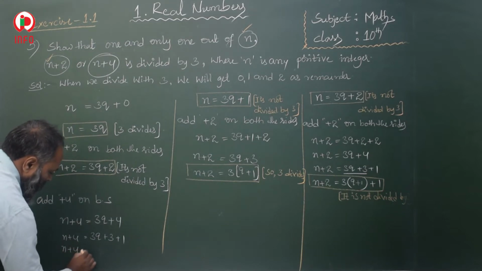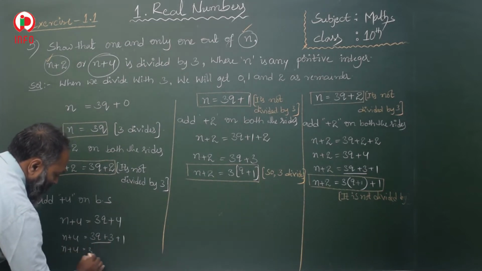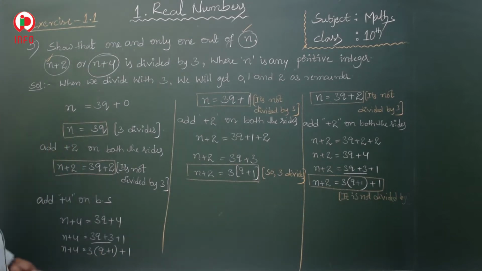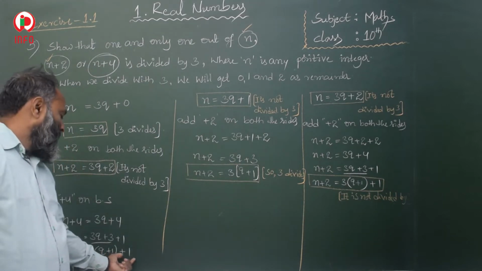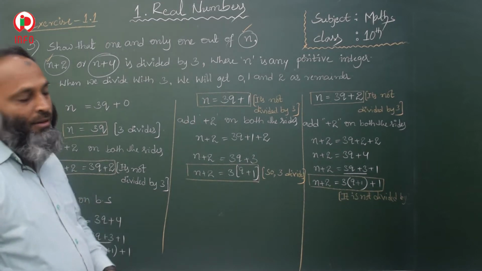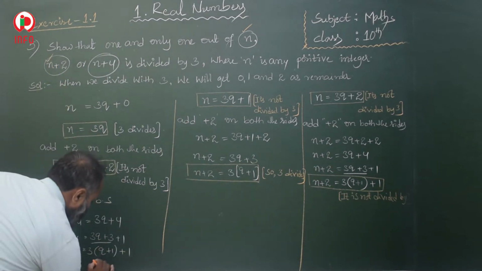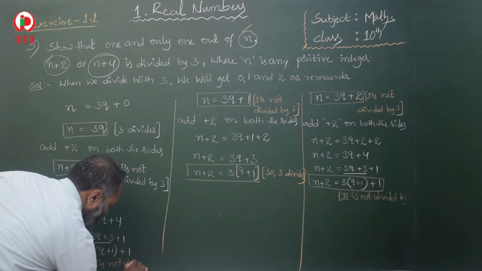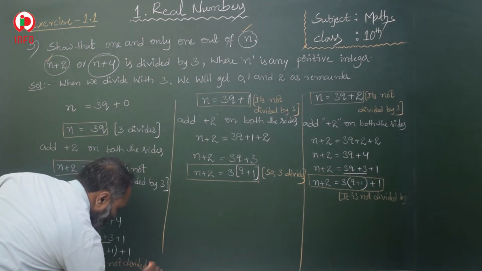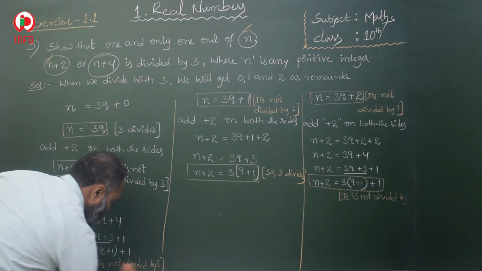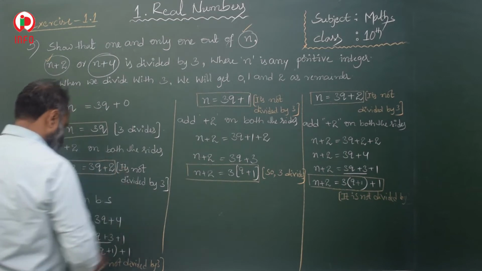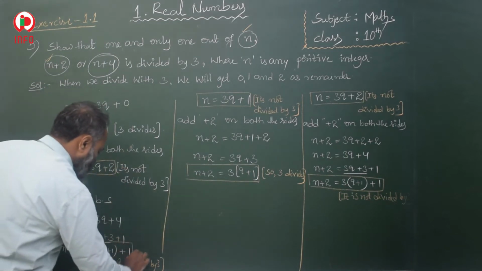n plus 4 is equal to, 3 common in these two, 3 common, then q plus 1 plus 1. Here we are getting a multiple of 3 and plus 1. Plus 1 means remainder left. So it is not divided by 3. Here it is not divided by 3. This is n plus 4 is over.